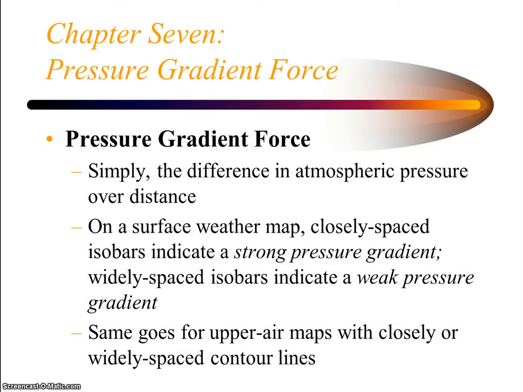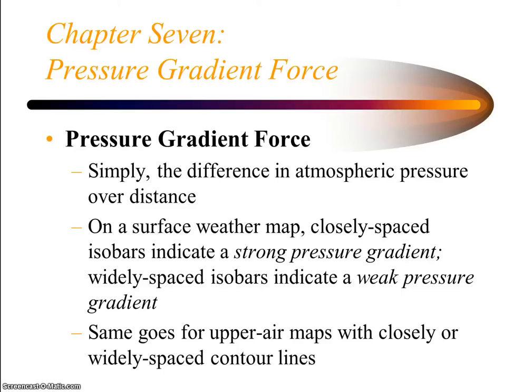First of all, the pressure gradient force. We explored it a little bit at the beginning of this PowerPoint. Simply the difference in atmospheric pressure at sea level over distance. On a surface weather map, closely spaced isobars indicate a strong pressure gradient. Widely spaced isobars mean a weak pressure gradient. Goes back to that whole thing that Bud said. San Francisco blows, LA sucks, and we're in between.